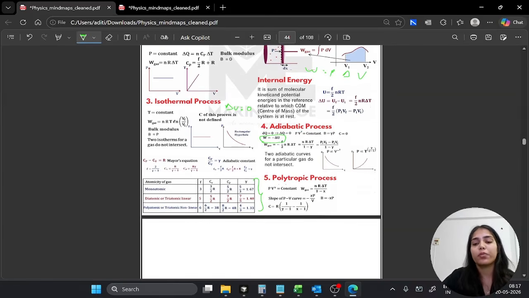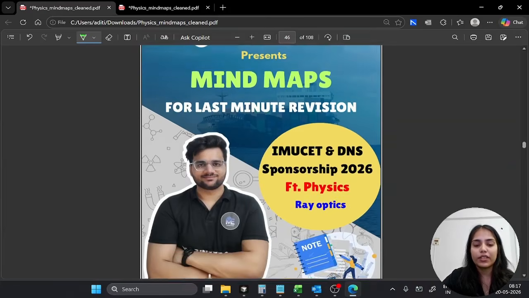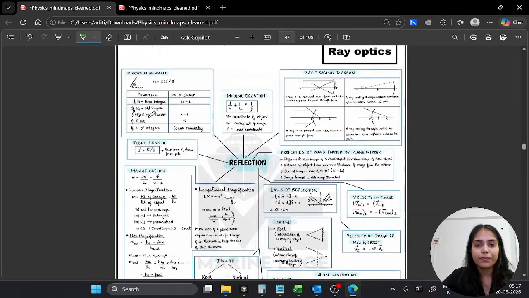Next, we have the polytropic process, in which PV to the power x is constant. In that case, this is the formula for work done: nR delta T divided by 1 minus x. Now, moving forward, next we have ray optics. In ray optics, let's start one by one.